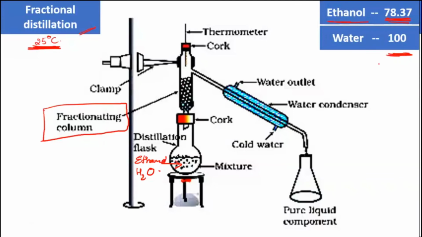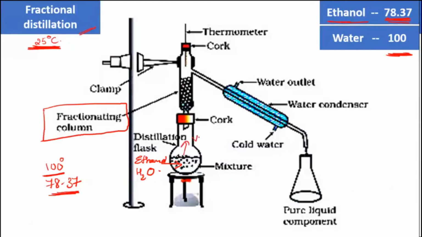Okay, so when you are slowly heating it, which temperature will be attained first? 78.37 will be attained first, and afterwards it is 100 degrees Celsius. Yes, very good, correct. So 78.37 for ethanol will be attained first, because this much temperature is enough for alcohol to escape. The alcohol will start boiling and come out in the form of vapors.